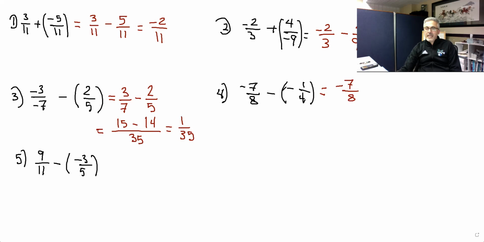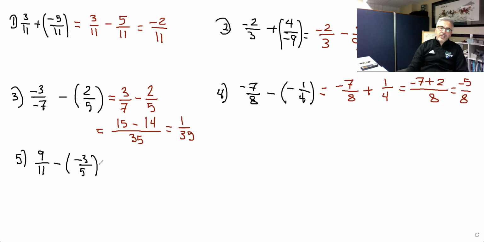Minus and negative, two signs beside one another, and both are the same signs. When you have the same signs, in this kind of situation, they just become simply plus 1 over 4. The common denominator is 8. 8 divided by 8 is 1, times negative 7 is negative 7. Plus, 8 divided by 4 is 2. 2 times 1 is 2. So you get negative 5 over 8, because negative 7 plus 2 is negative 5.